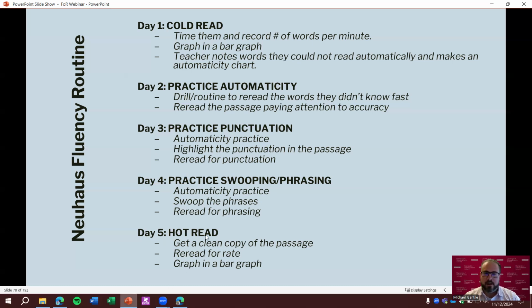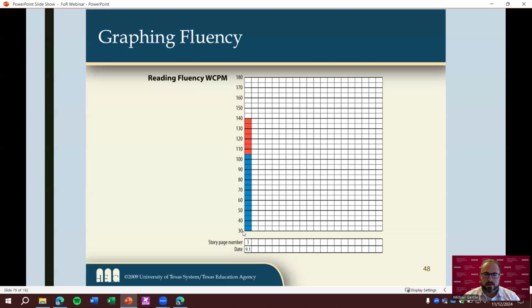So you'll do that hot reading, and what the student will see is, oh my God, it got so much faster. There's some positive reinforcement there. They're reading, they're improving, and they can see it when you graph it. So here's what it looks like.